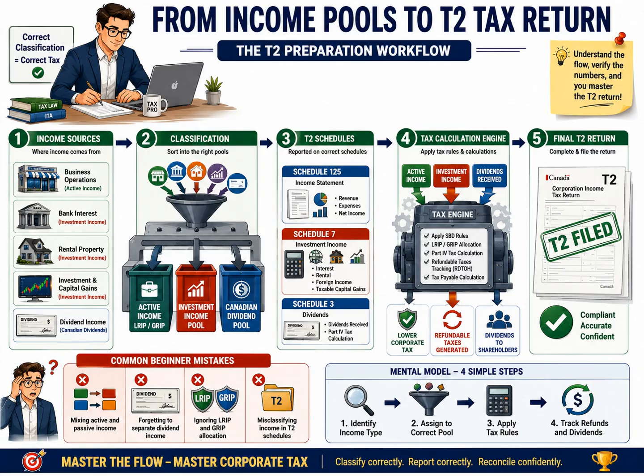Once the income has been classified correctly, we move to the T2 schedules. This is where the tax reporting process begins. Schedule 125 is the starting point and contains the corporation's financial statement information. Schedule 7 is used to report and calculate investment income, including interest income, rental income, foreign income, and taxable capital gains. Schedule 3 is used to report dividends received and to calculate Part 4 tax. Each schedule performs a specific role, but together they provide the information needed to prepare the corporate tax return accurately.